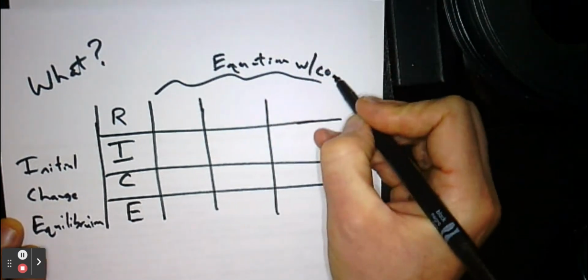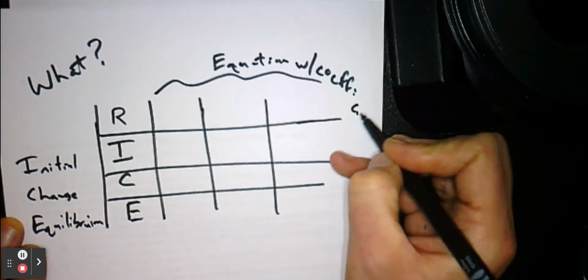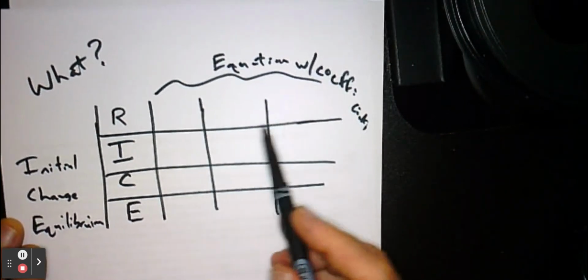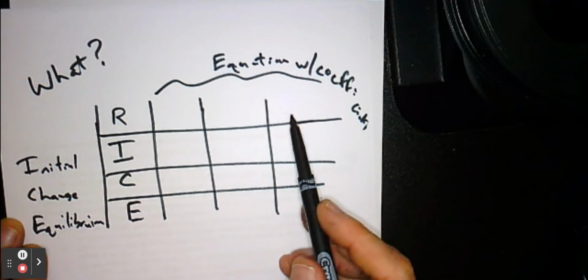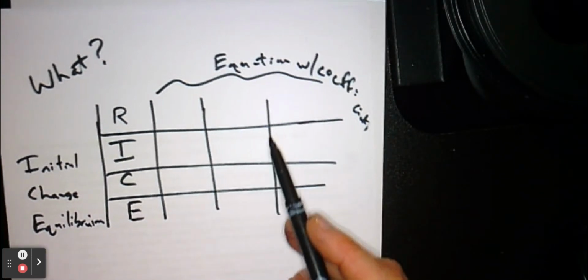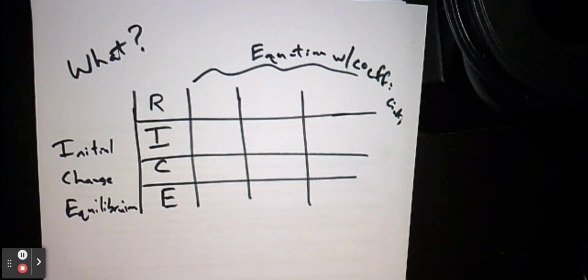with coefficients. Okay, so you're going to write your equation in these boxes. I'm assuming it's going to have three chemicals. If it had more or less, you take away or add columns. So that's what they are.